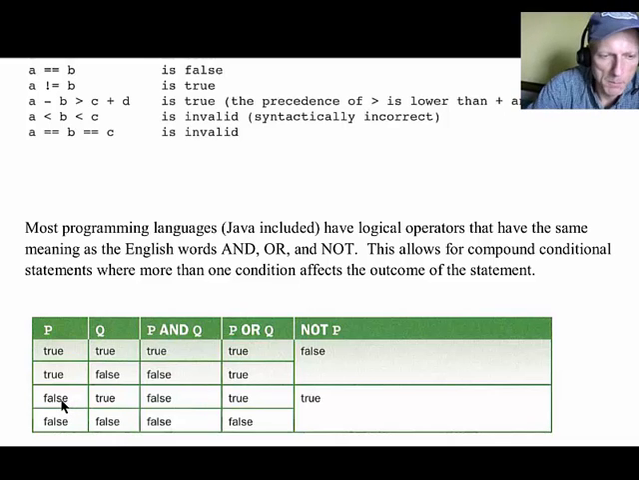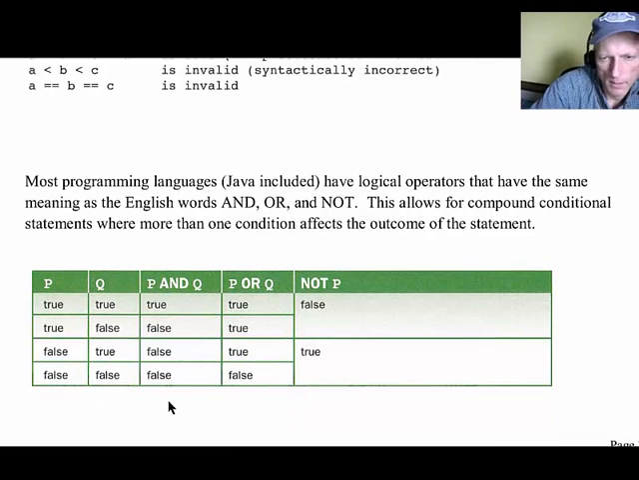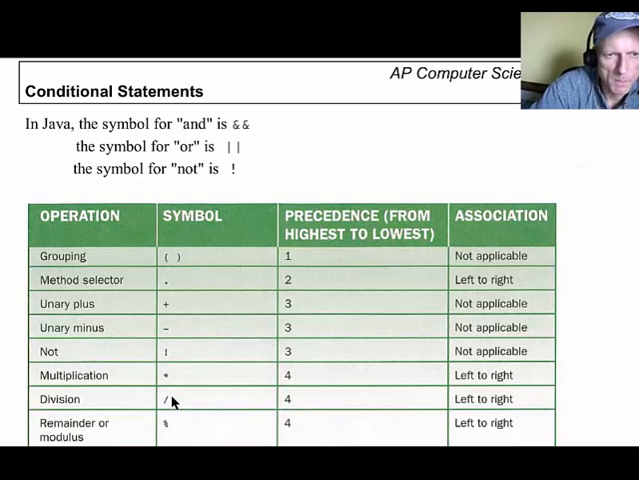Same with P and Q being false, or P false and Q true. And then the only time an or statement is false is going to be if both of the statements are false. The way the and and the or work is pretty synonymous with, or actually it is, exactly the way our minds work when we're working through logical statements about multiple conditions.